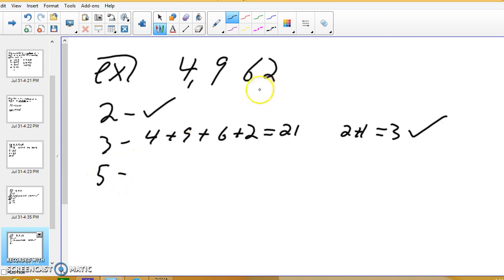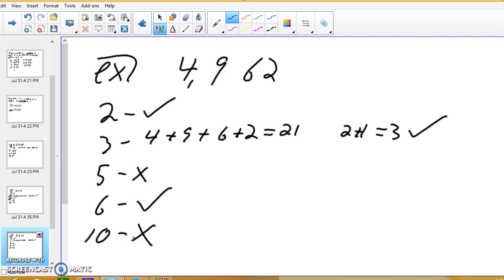Is it divisible by 5? Well, 2 is not 0 or 5, so no, it's not. Is it divisible by 6? Well, we see that it's divisible by 3, and it's divisible by 2, so therefore 4,962 is divisible by 6. And is it divisible by 10? Well, it ends in 2, which is not 0, so no, it is not divisible by 10.